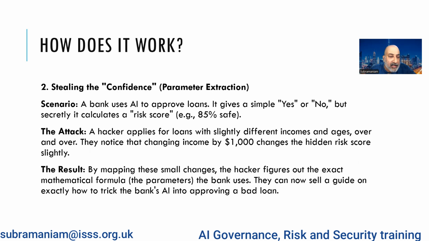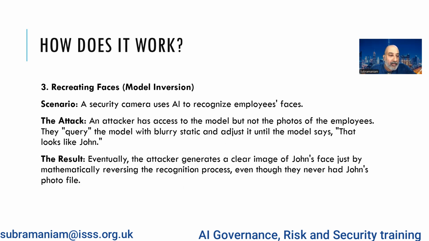Stealing the confidence. Let's say in a loan approval application, a new customer uploads his details and the application says yes or no. There's something called a confidence score. Now I'll tweak the income, the pin code, etc., and try to find out when it says yes and when it says no. This is also data that I can use as a dataset for training the new model.